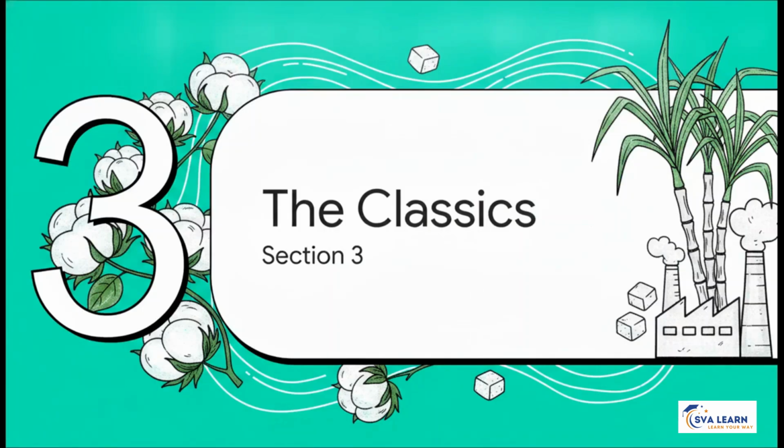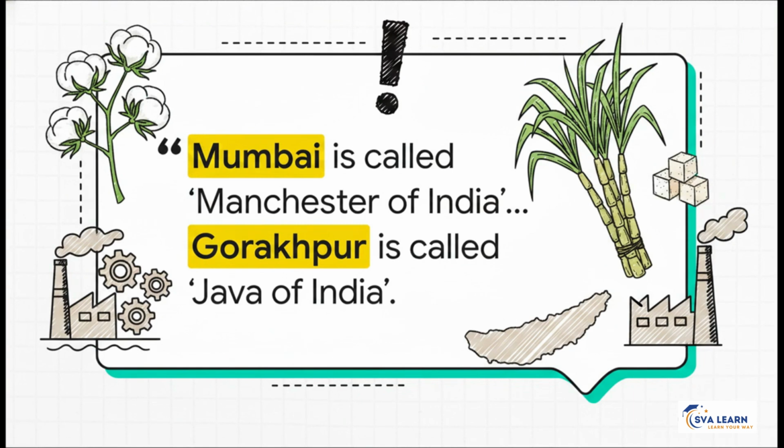All right, let's pivot away from the heavy minerals to Section 3, the classics, cotton and sugar. Warning, guys, this is where so many students lose easy 1-mark objective points. I like to call it the nickname trap. Do not, under any circumstances, confuse your cotton capital with your sugar capital.